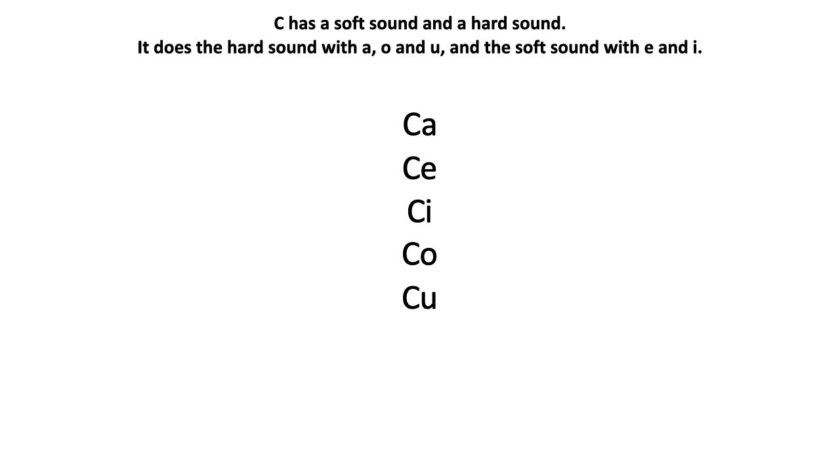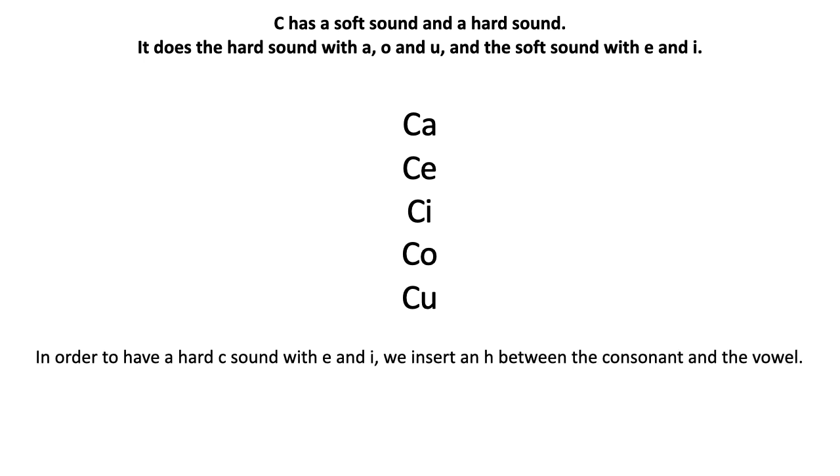Some of you might be wondering, well, what happens if I want to do a hard C sound, a k sound, with E or with I? Well, there is something that we can do. What we do is insert an H between the consonant and the vowel, right? In the previous video I told you that H does not have a sound. That is true. H does not have a sound in Italian, but it does influence the sound of two consonants, C and G, right? So if we insert an H between consonant and vowel, in these two cases we have a hard sound.